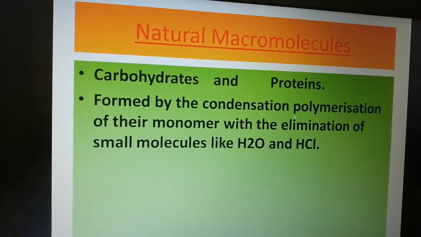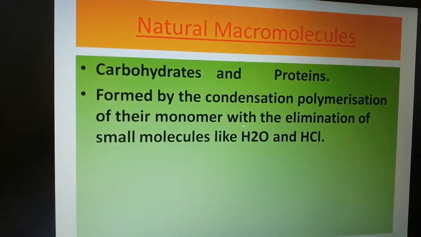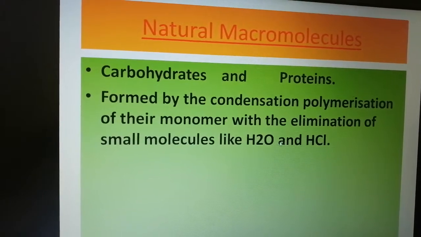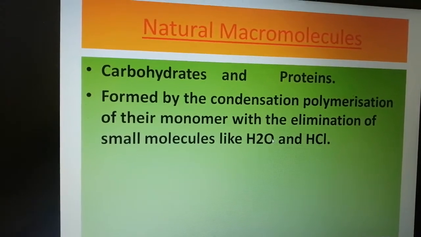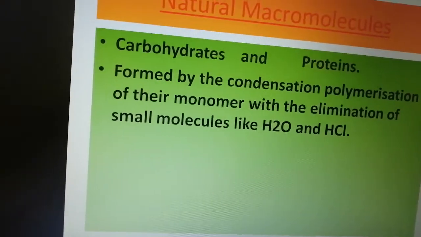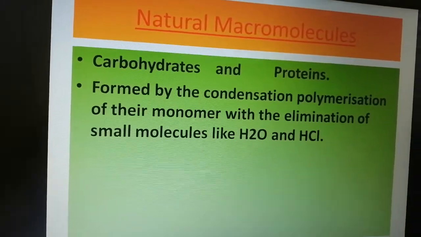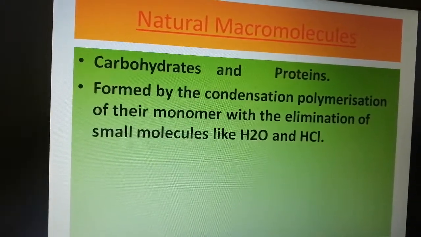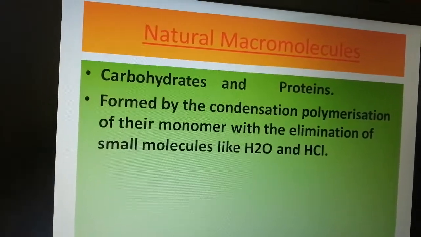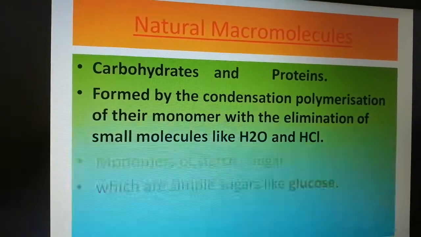So condensation polymerization means the monomers join or react together with the elimination of small molecules like H2O and HCl. Examples of natural condensation polymers are carbohydrates and proteins. We know that polyester and nylon are also formed by condensation polymerization. What about PTFE, PVC, polyethylene? They are all formed by addition polymerization.